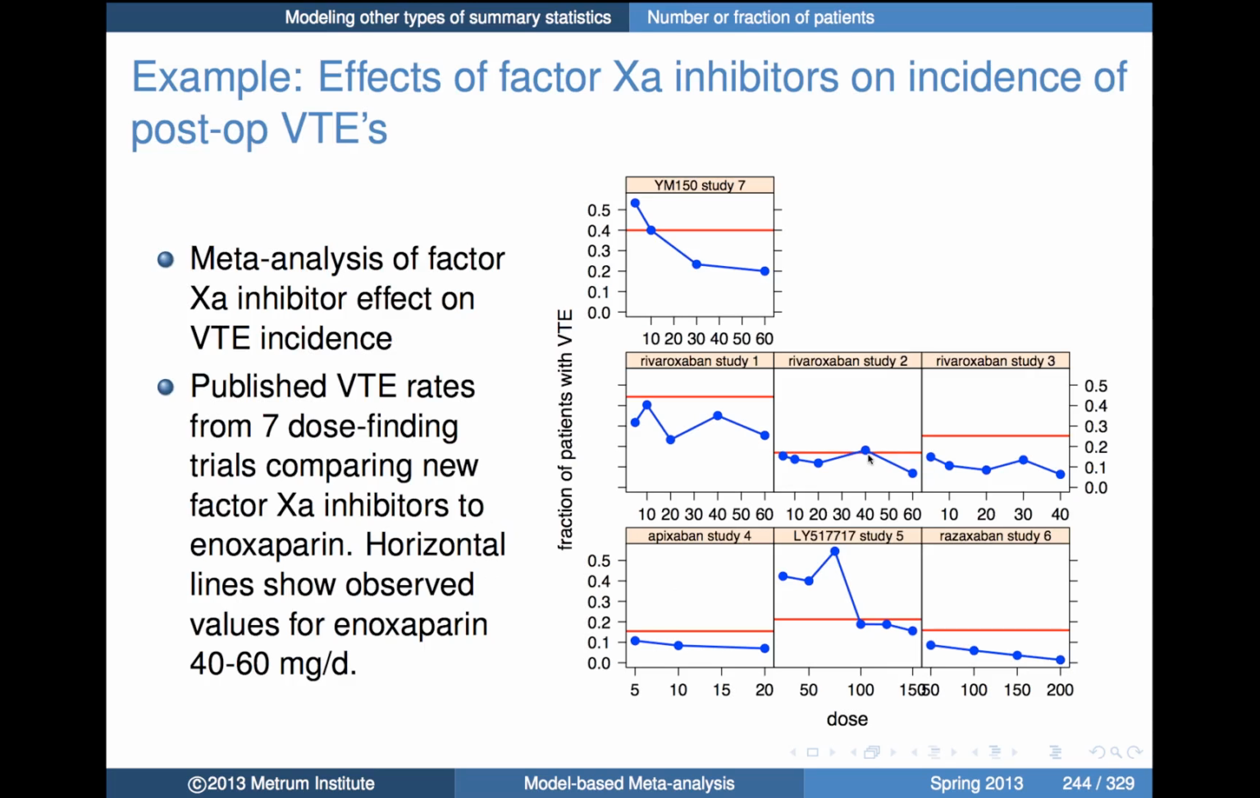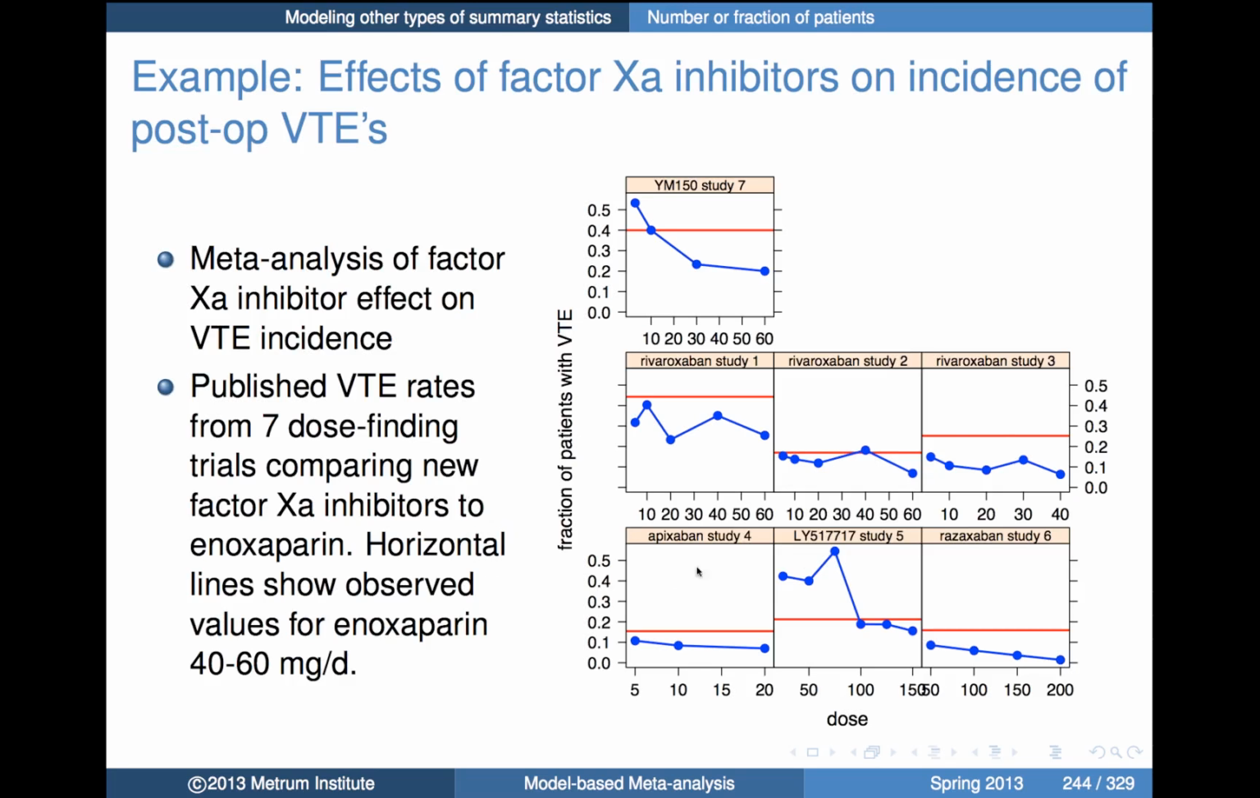Okay, so let's jump into an example. The data, at least most of this data, is actually real data in this instance from various articles describing the use of factor Xa inhibitors to prevent postoperative venous thromboemboli. That's the VTEs mentioned here. And you can see here the various drugs represented in this plot.